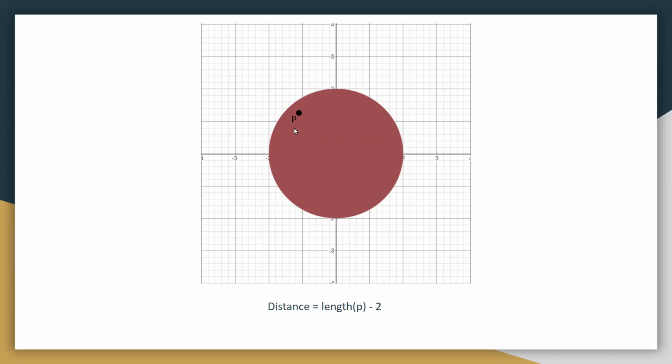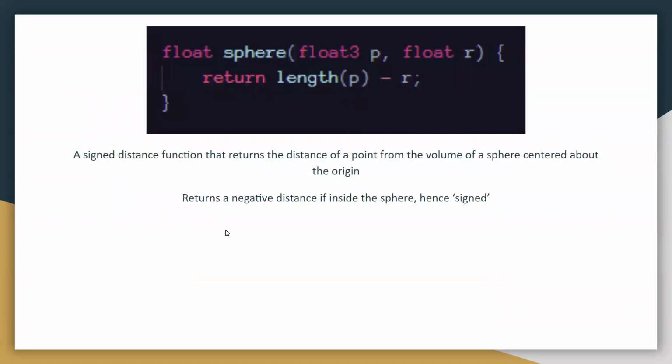In this case, the point is inside of the circle. This gives us a signed distance function for a sphere. It's called a signed distance function because it returns a negative number if that point is inside the volume. It also returns 0 if you're on the surface of the sphere. It's kind of cool, I think.